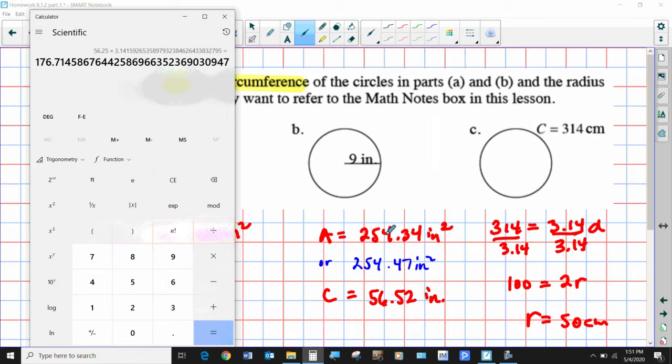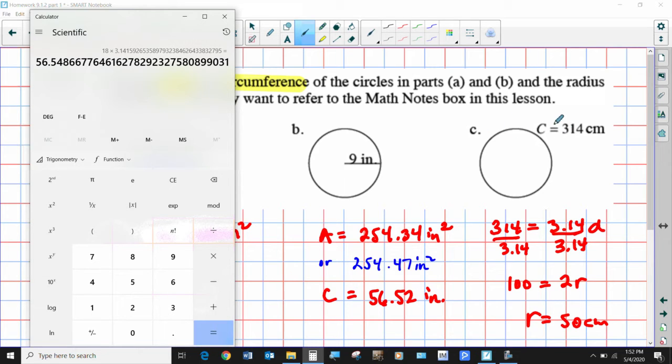81 times 3.14 gives you this amount in red. 81 times the actual pi is going to give you this, which I rounded off to 0.47. Maybe we could have rounded that off to 0.5. And then the circumference, what does that end up being? 18 times pi. 18 times pi is 56.54. Either one of them, you could round it off to 56.5, and they would essentially be the same.